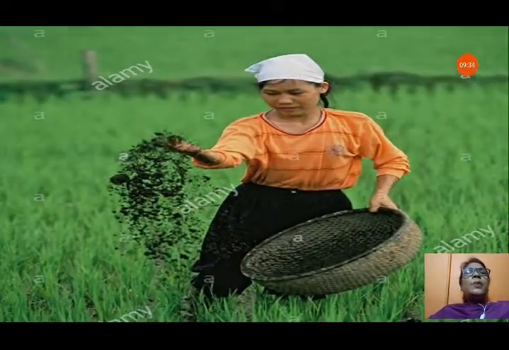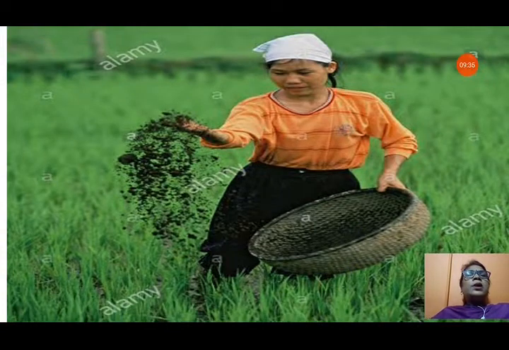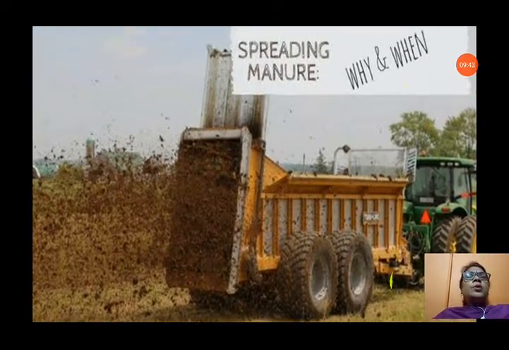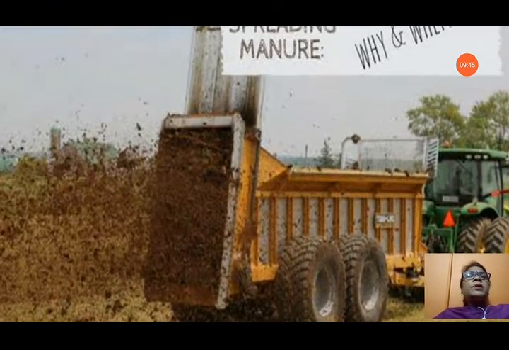You can see how the manure is added manually. Manually the farmers are adding manure to the field. Here you can see spreading manure by the tractor also. In big fields the tractors are used to spread manure in the whole field.